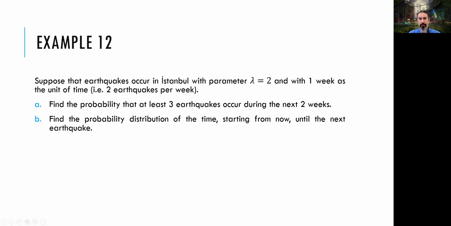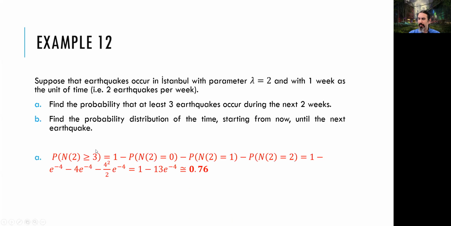So I'm trying to find that the number of earthquakes is greater than or equal to 3 for 2 weeks, which I can write as this one. Now, I'm not going to look for all the possible earthquakes from 3 to 4 to 5 to 6, etc. to infinity. Instead, I'm going to look for the complementary: 0 earthquake, 1 earthquake, and 2 earthquakes, and I'm going to sum them up together, and I'm going to subtract it from 1.